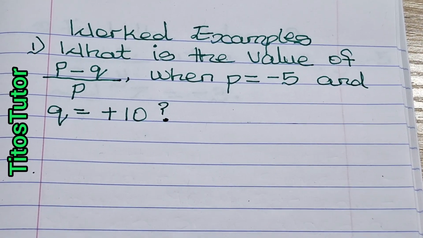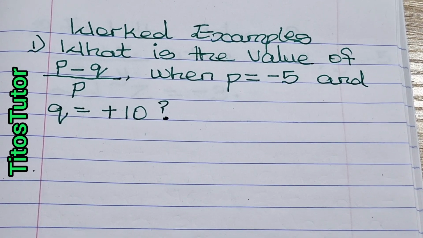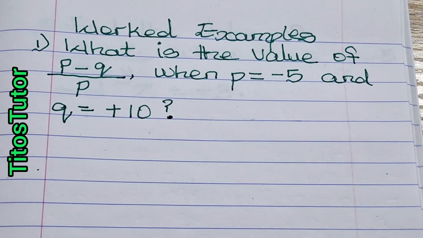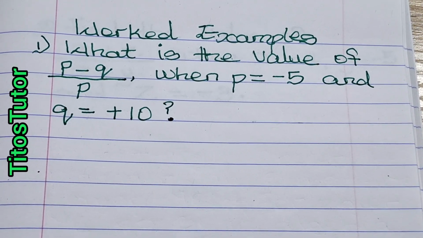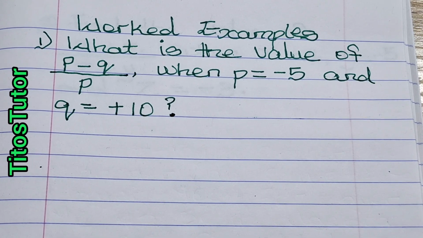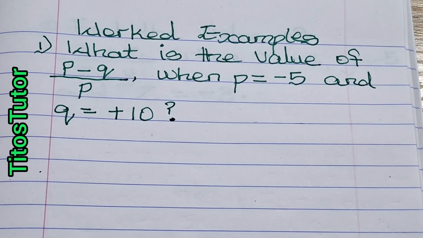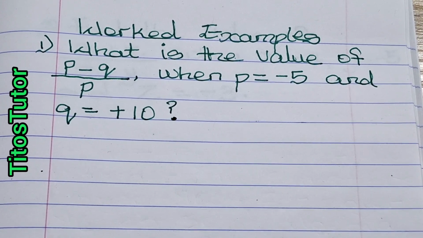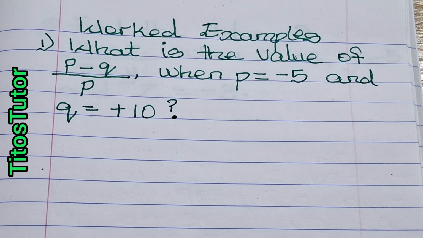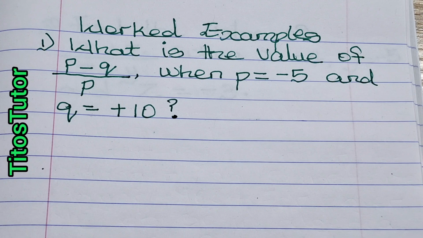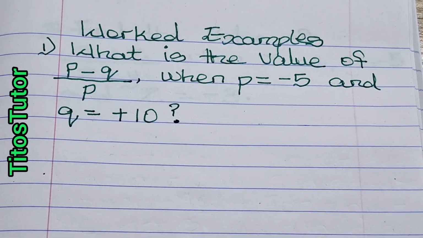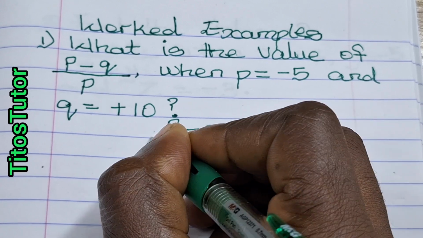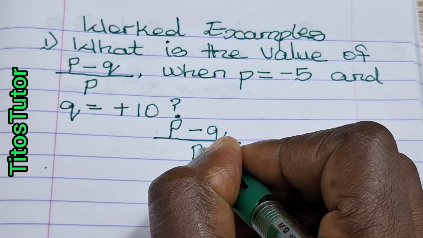Without wasting time, let's dig into worked examples. Our first example for today is, what is the value of the expression p minus q all over p when p is -5 and q is +10? I'm going to write that expression again. It is p minus q all over p.